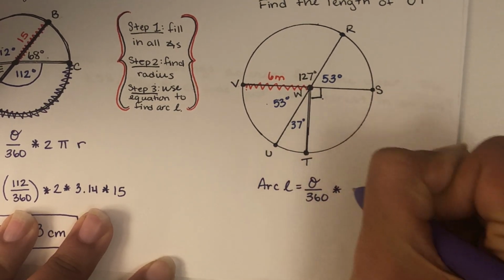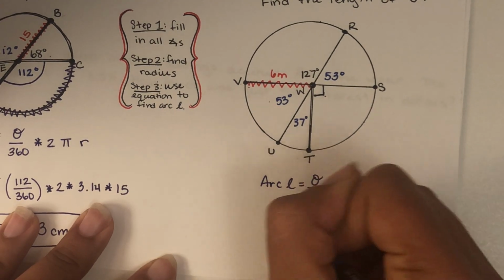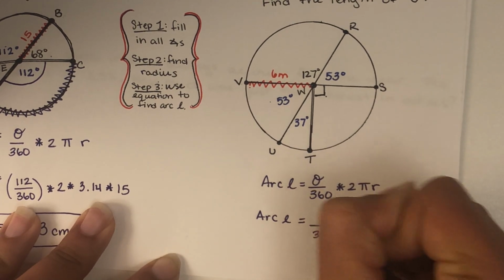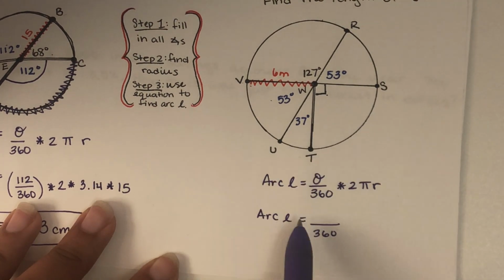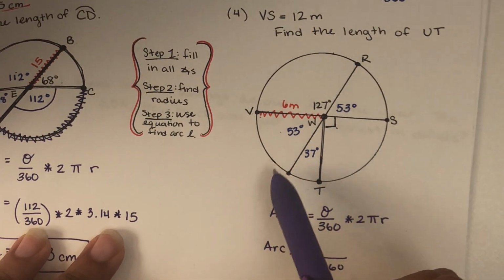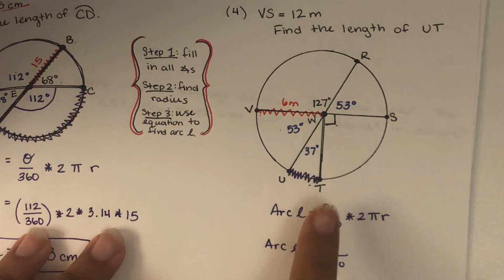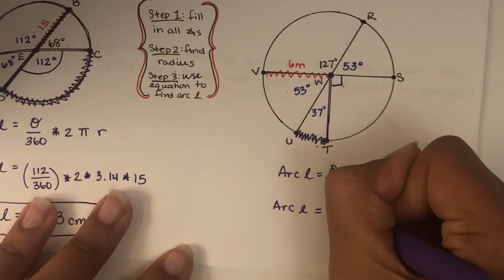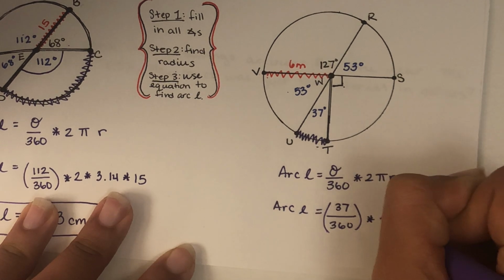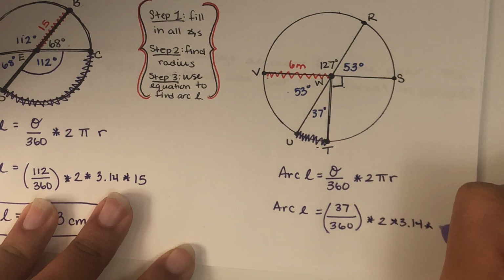It's a good habit to write the formula out every single time. Arc length is 2 pi r times theta over 360. Let's fill in some stuff. What is our theta? What arc length are we trying to find? It says UT, so U to T. The angle inside UT is 37, times 2 times 3.14 times our radius 6.